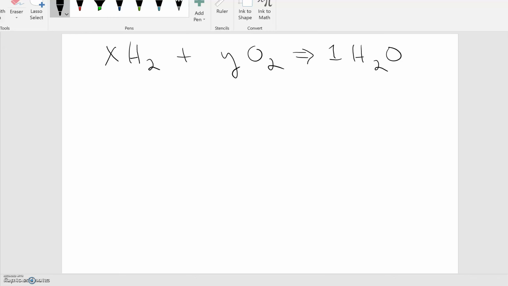So what equations can we write from this? This is going to be a little bit of a special skill, but what we're going to do is we're actually going to think about the atoms.